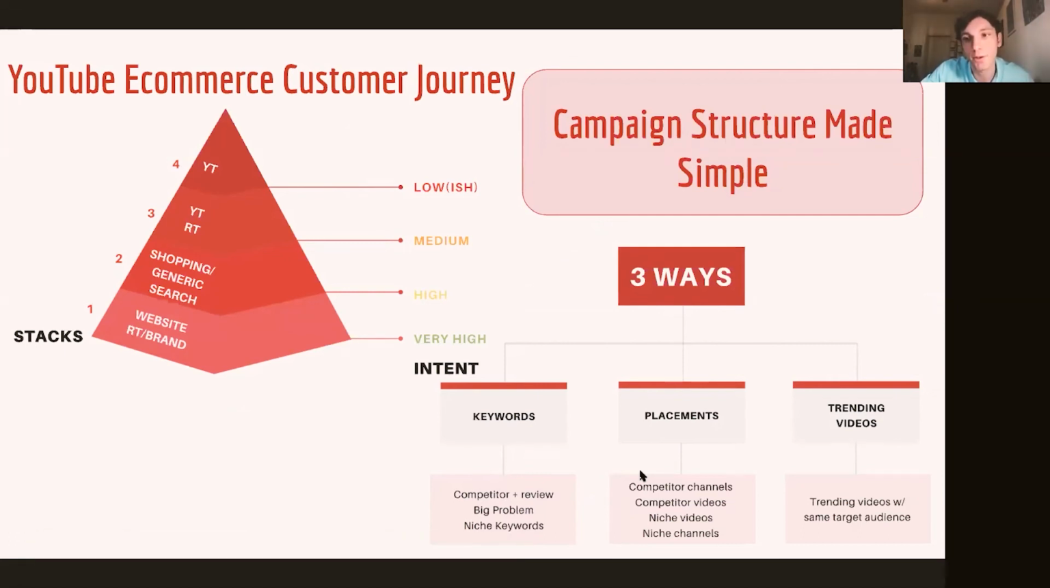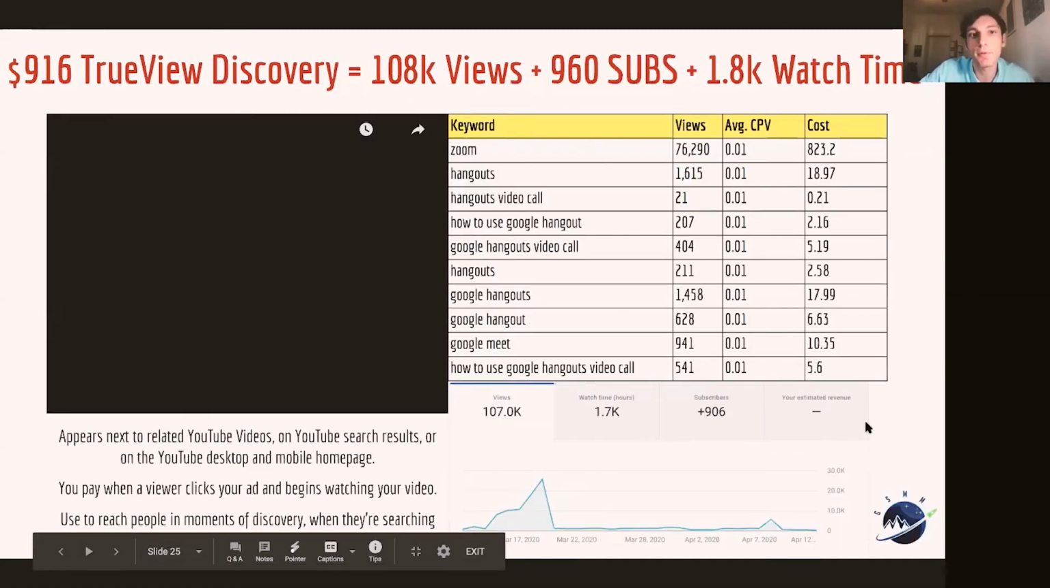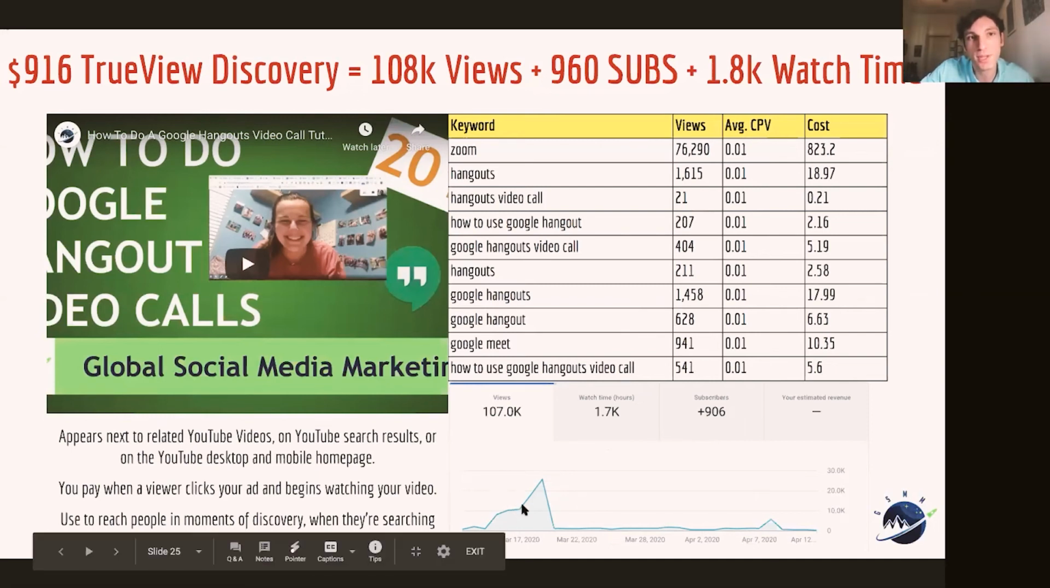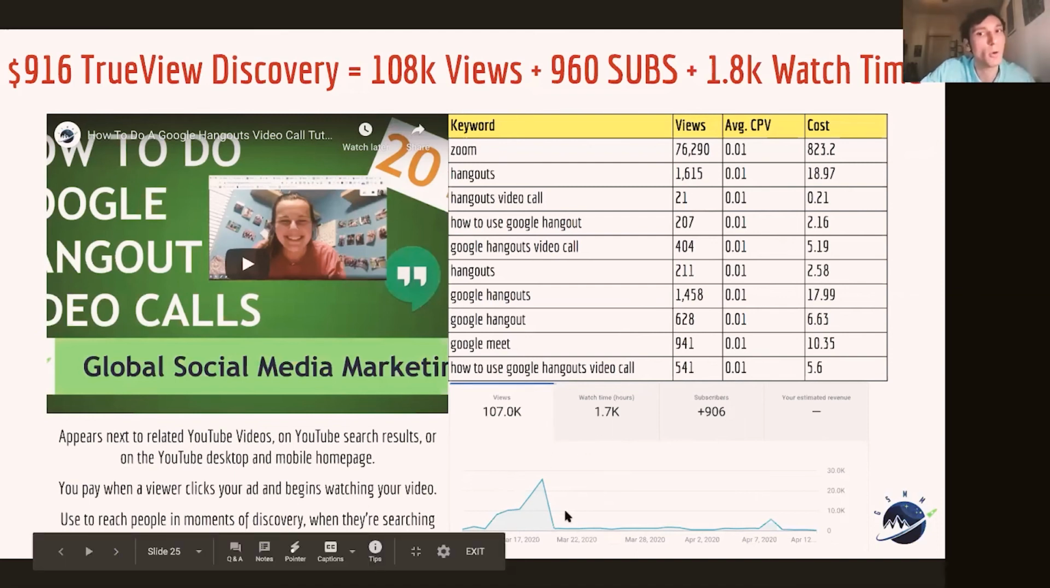So again, that kind of old school television approach. And then trending videos, right? So this is an example of a keyword video that we ran. We actually released a video on how to do Google Hangout calls. We did our keyword research, and you can see that we were able to generate quite a bit of views around March. It was kind of when video conferencing was exploding. And we paid roughly around $800 to get over 100,000 views.